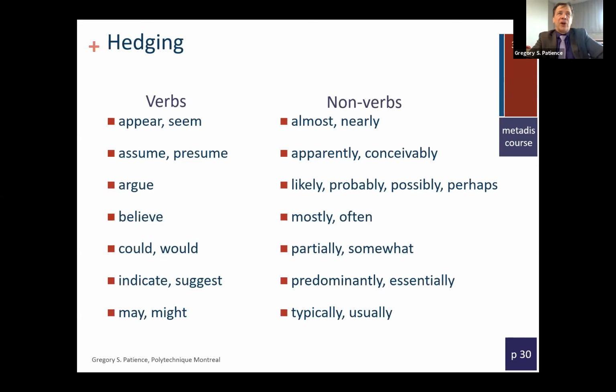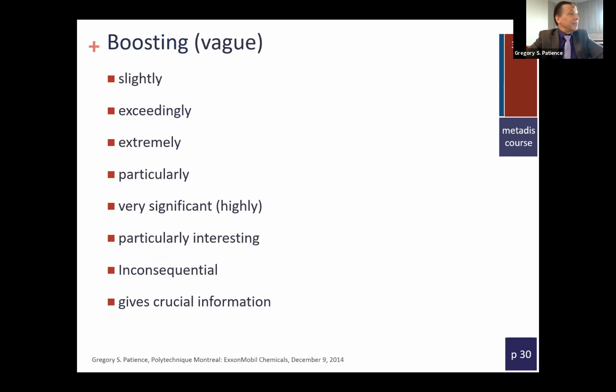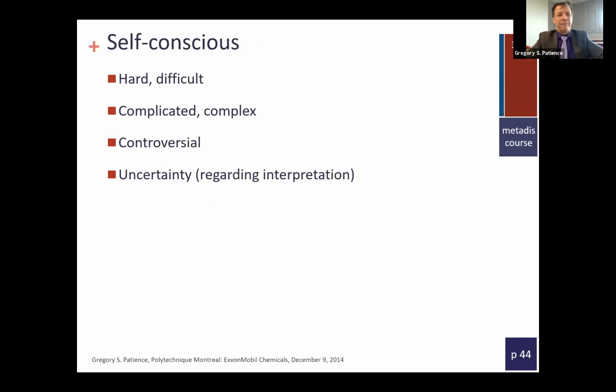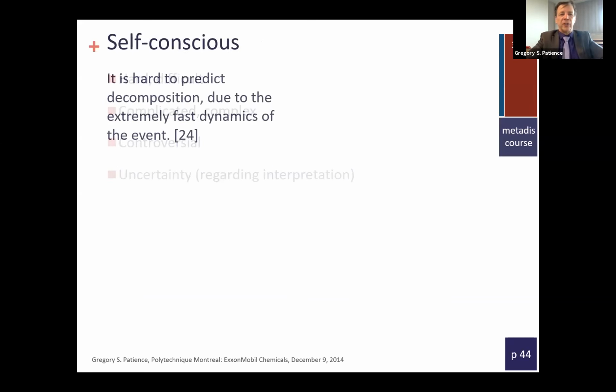science is messy. Your readership is intelligent. Assume they're intelligent, and assume that because you say something, it's not a legal document. Now, if you were in medicine and pharmacology and you say something, don't hedge, give the data, okay? It's just give the data. So boosting, we saw a little bit about already: slightly, exceedingly, extremely, particularly, very significant, okay? The words in self-conscious are hard, difficult, complicated, controversially, uncertainty regarding interpretation.